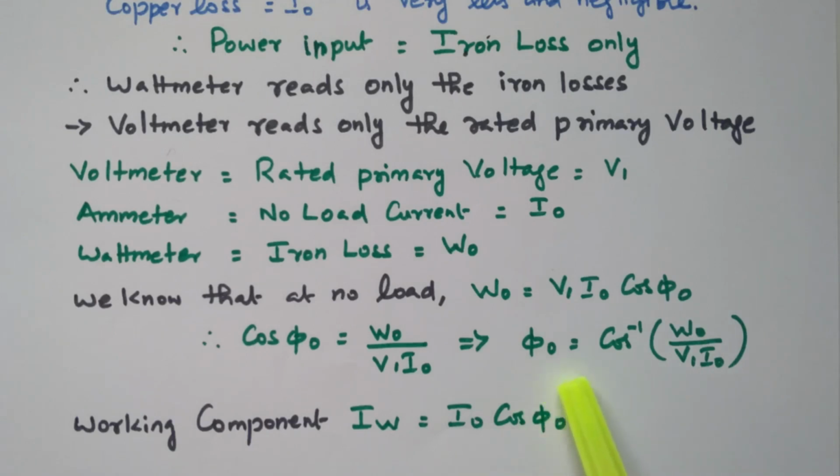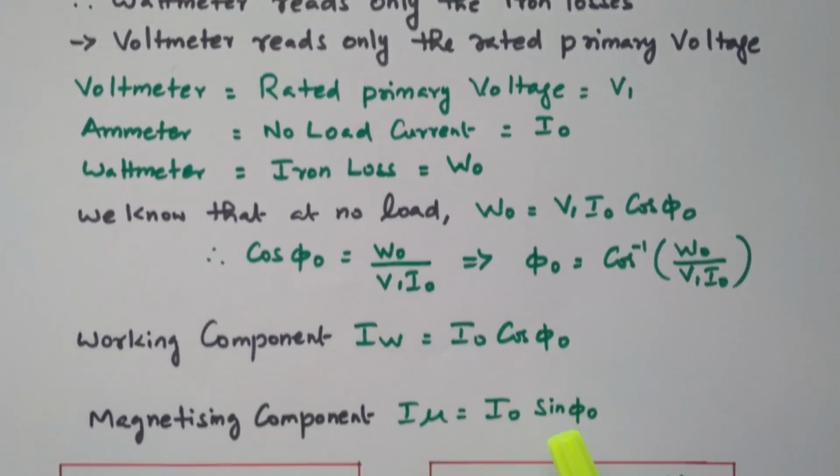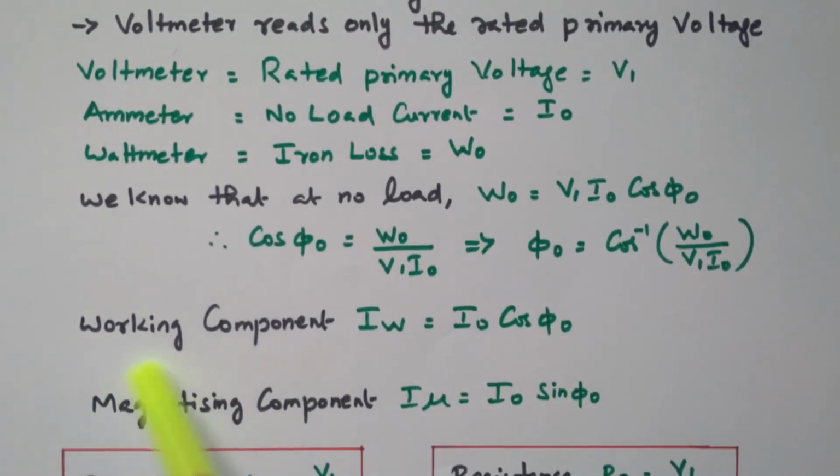Now, we got the phase angle between current and voltage. From that, we can find the two parameters. Working component is nothing but the iron loss, I naught cos phi naught. Similarly, magnetizing component I mu is I naught sin phi naught. And the phasor diagram is available in the phasor circuit. From that, we can obtain this formula. Further, a separate video is available.